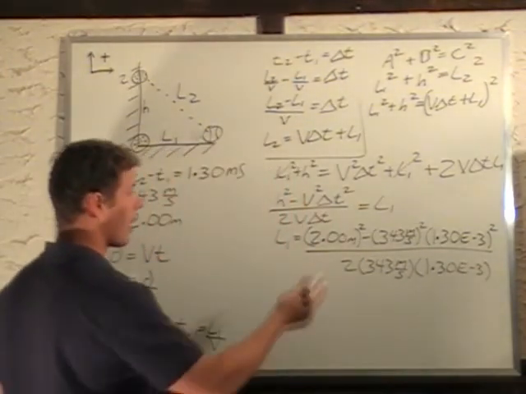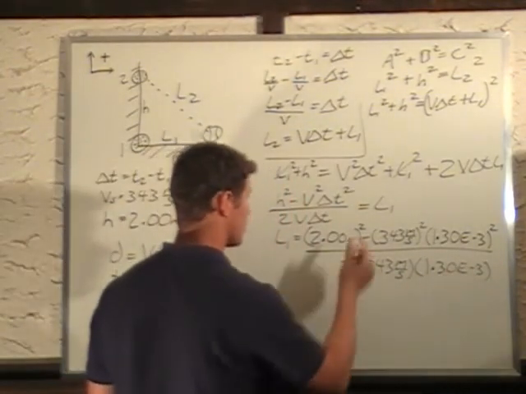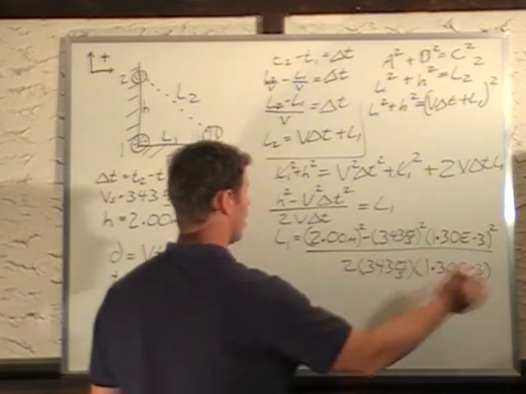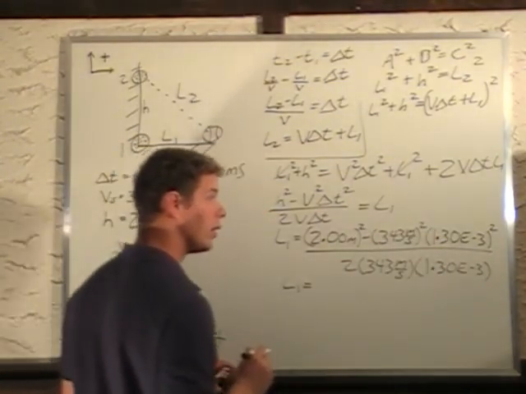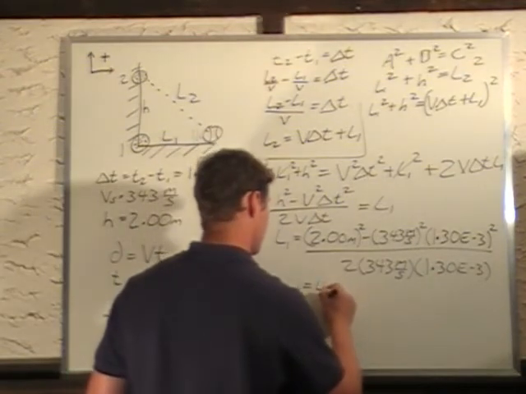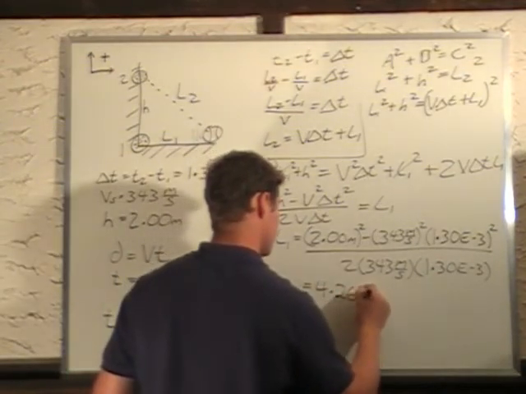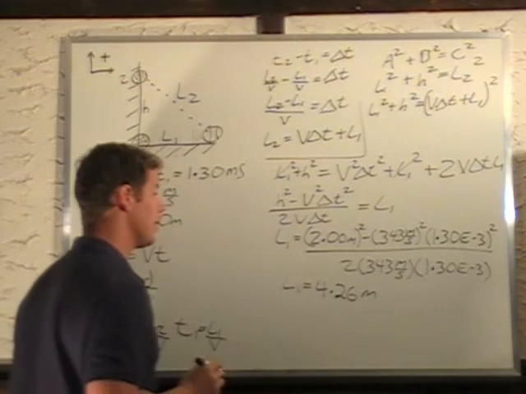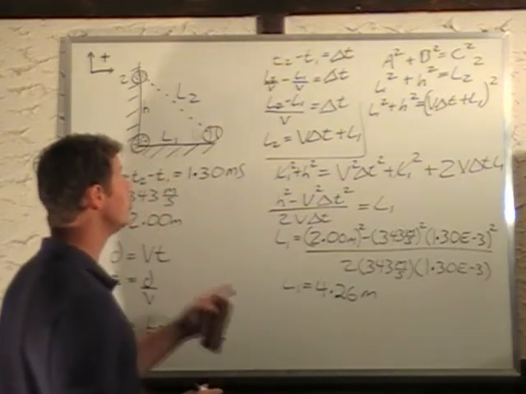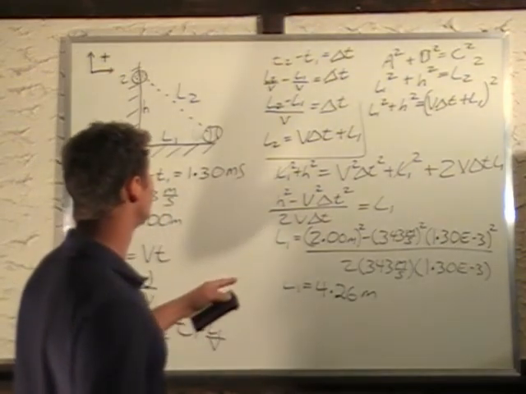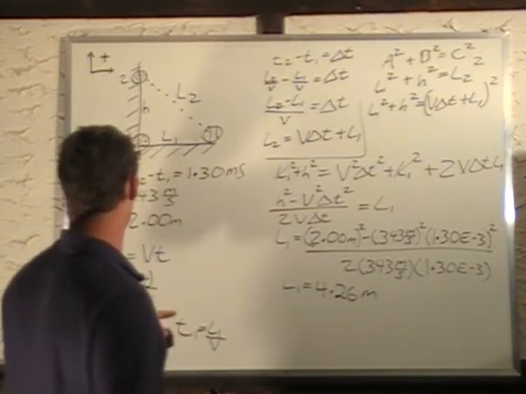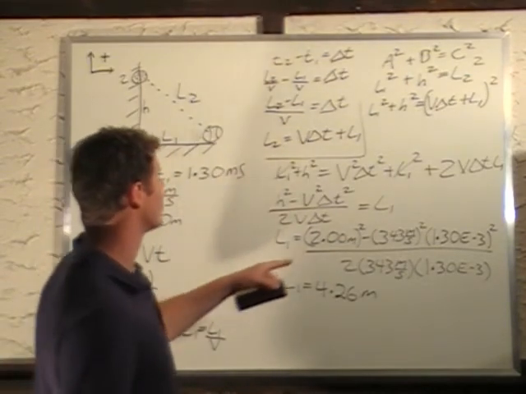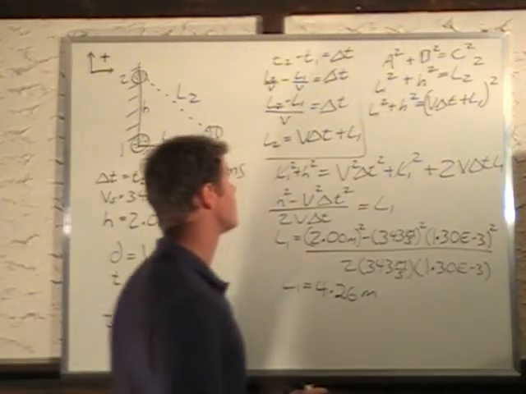Now, if I plug all this into my calculator, square this, subtract off that, and then divide by that, you should get a length L1 of 4.26 meters. Now, to get L2, we plug back into either this formula, because we now know L1, or back into our Pythagoras theorem. And that's probably the easiest.